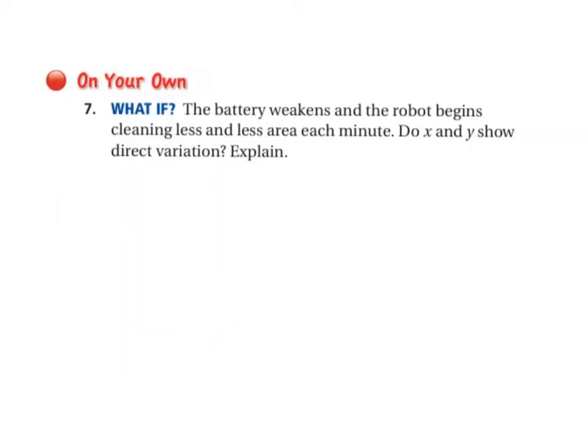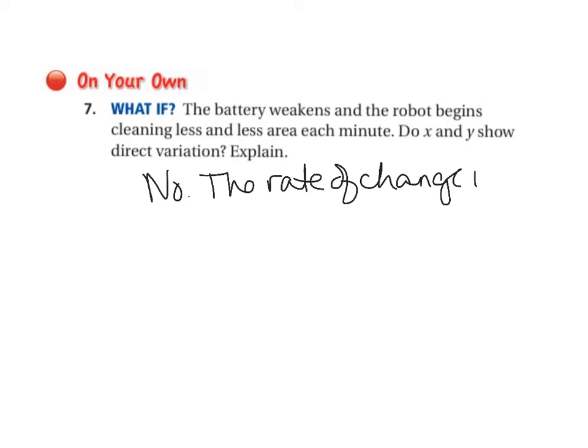So let's look at the on your own question. What if the battery weakens and the robot begins cleaning less and less area each minute? Do x and y show direct variation? Well, since the battery would be weakening and the rate of change would not necessarily be constant, the answer would be no. No, the rate of change is not constant.